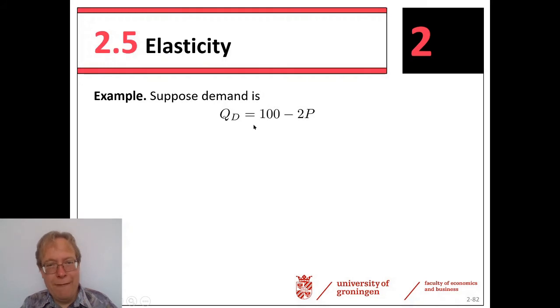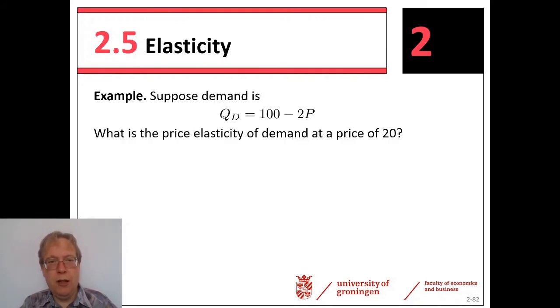Okay, so here is my example. Suppose that we have this demand curve, Q = 100 minus 2P. Question, what is the price elasticity of demand at a price of 20? One thing that's important to note here is that I ask for price elasticity of demand at a certain point, right? So at a price of 20.